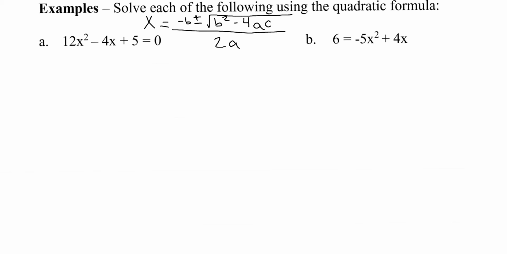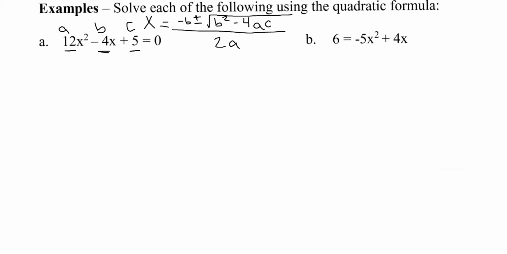When you solve a quadratic, you want to make sure it's equal to 0 before you put it into the formula. And you want to make sure that you know what's a, what's b, and what's c. So for our first problem here, 12 is going to be my a, negative 4 will be my b, and c is 5. And I'm going to plug the numbers into the formula. We don't worry about the x squared or the x.